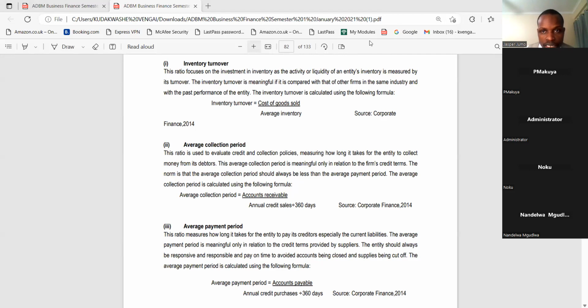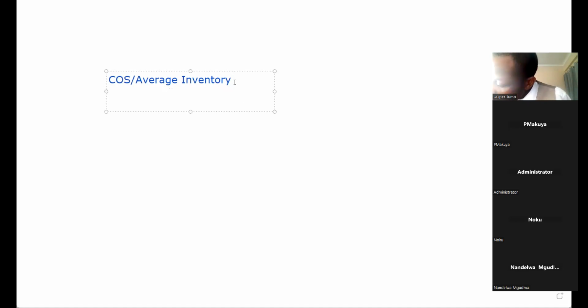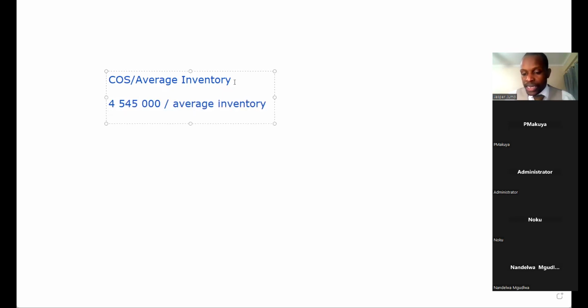Okay. So cost of goods sold, the formula says what? Cost of goods sold divided by the average inventory, right? That's the formula according to the study guide. So if we check here in our income statement, our cost of goods sold is 4,545,000 divided by the average inventory. So you might ask yourself, how do I calculate the average inventory?